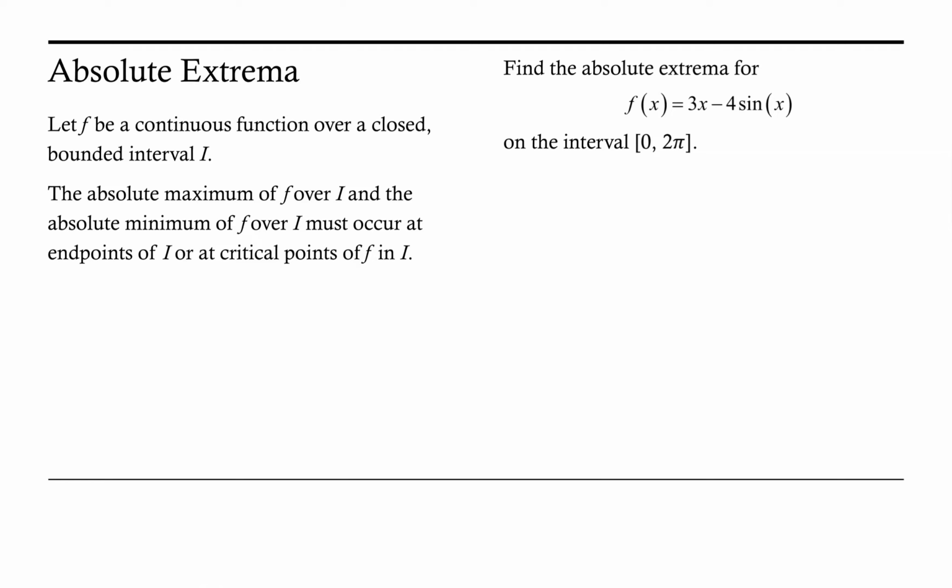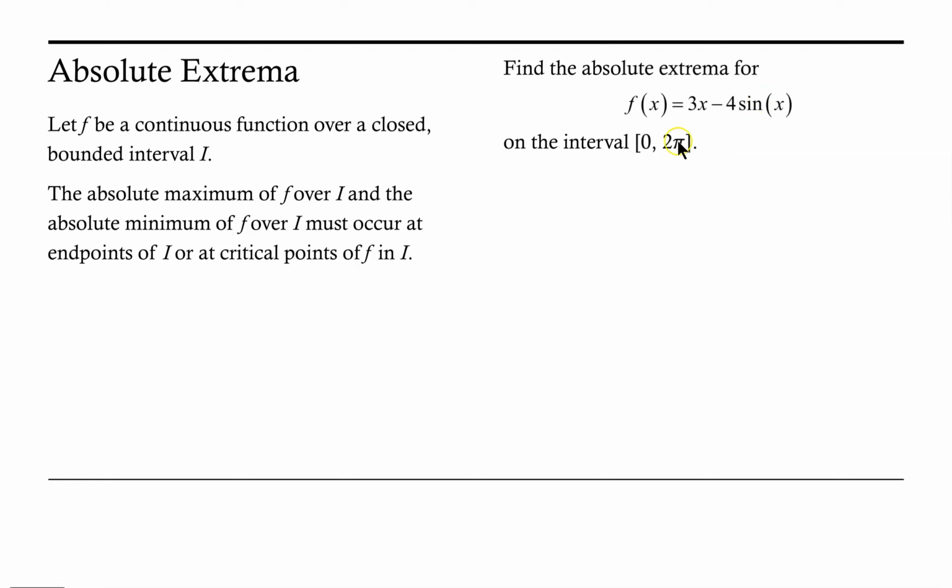Welcome. Let's take a look at an example of finding absolute extrema for a function on an interval. As a reminder, when f is a continuous function over a closed bounded interval I, the absolute maximum of f over that interval and the absolute minimum of f over that interval must occur either at the endpoints of the interval or at the critical points of the function that lie in the interval.